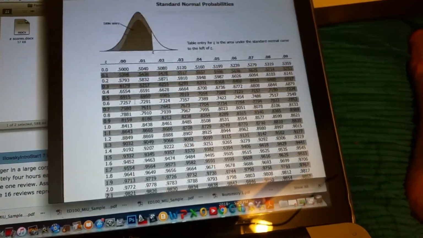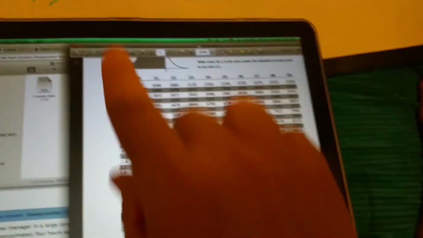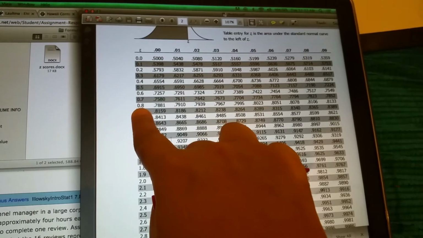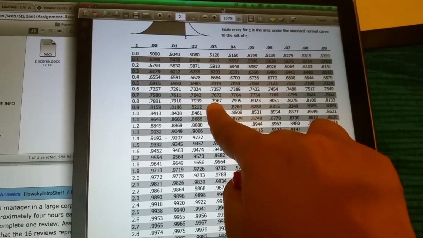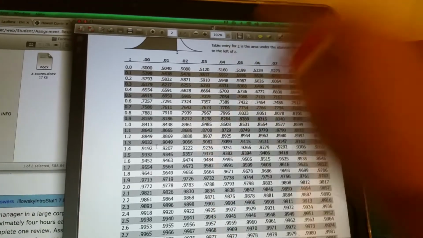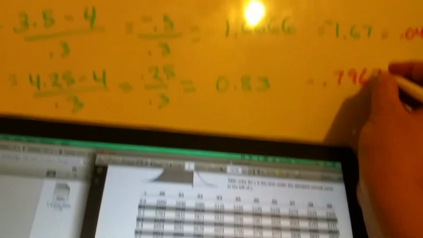For the 0.83, that z-score of 0.83 becomes 0.7967.